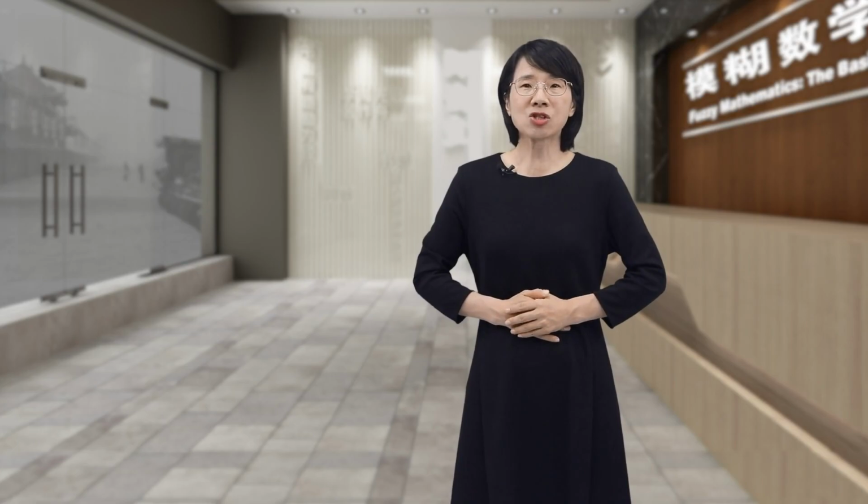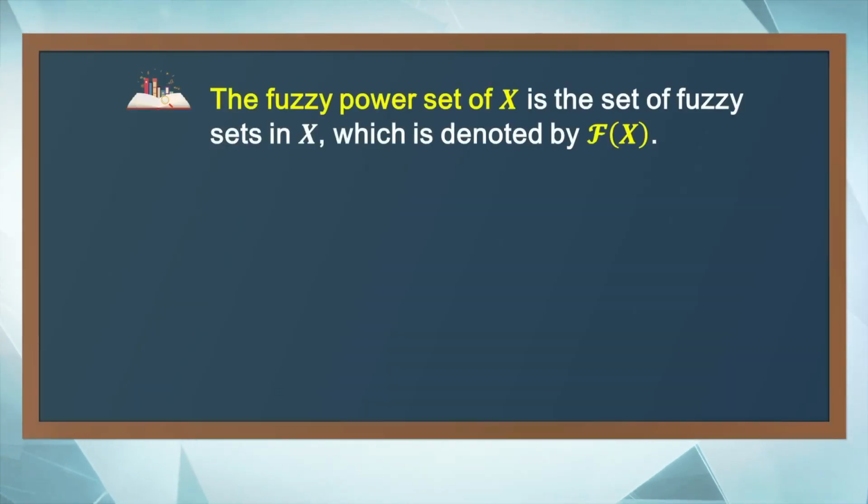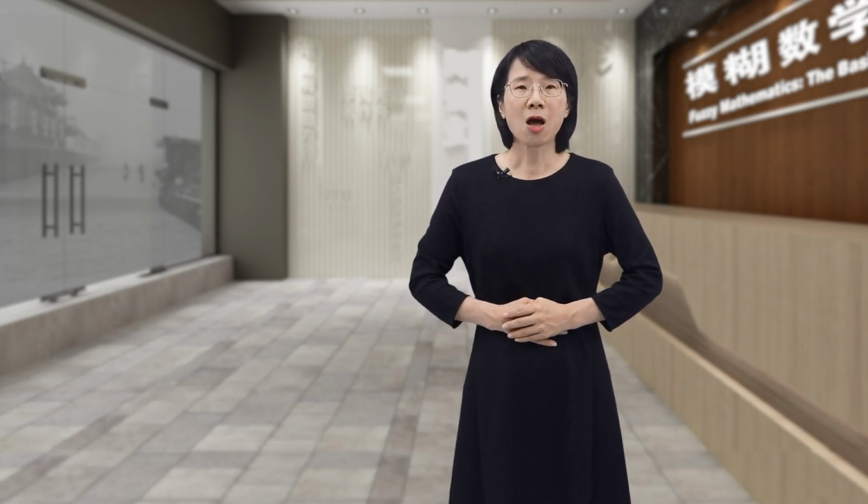A fuzzy set is also called a fuzzy subset. This definition was given in a paper by Professor Zadeh in 1965. The fuzzy power set of X is the set of fuzzy sets in X, which is denoted by this notation. Intuitively, a fuzzy set is a set without sharply defined boundaries, that is, a set in which an element may have partial membership between full membership and non-membership.